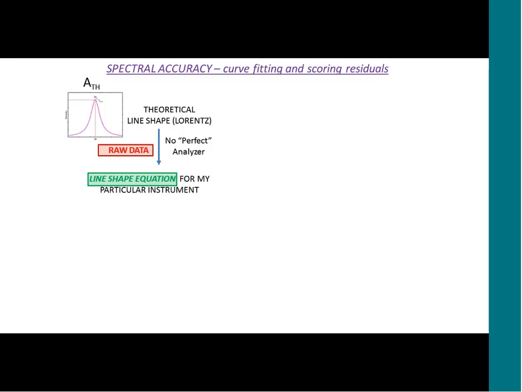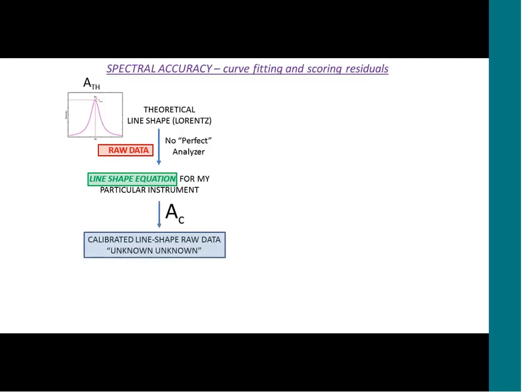So here is a brief description of how this S-CLIPS works. Now, every instrument produces a theoretical line shape, and in this case it's Lorentz for FT data. But these devices cannot be machined perfectly, and so the line shape that you observe on your particular instrument is not going to be perfectly Lorentz. And yet, knowing the basic equation, you can tweak it a little bit if you're a clever mathematician, and that's what's been done with the S-CLIPS software, to get the line equation for your particular instrument.